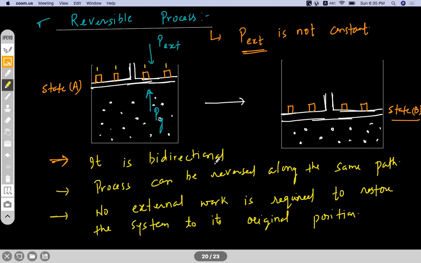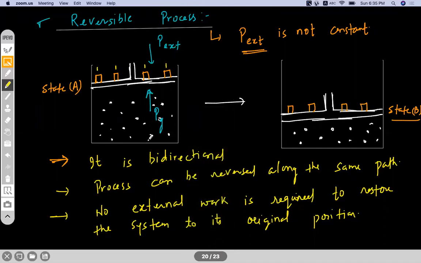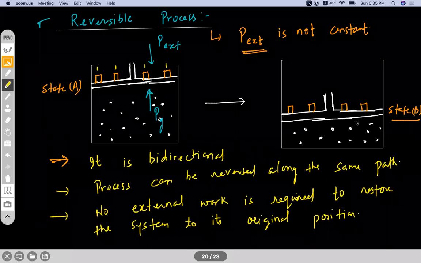Yes or no? I want you to respond here regularly because it is very important. Then only will I understand whether you are getting it or not. So 1 kg, just for reference, we have taken, and slowly I put it here, and then the piston will go down and will reach this state B. This is one way we can achieve this state.